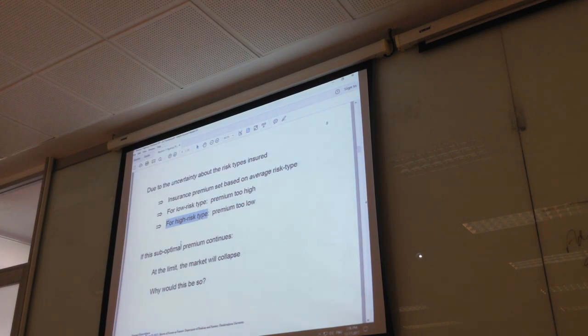If this situation persists, at the limit the market will collapse. There will be no market for insurance. Nobody will buy an insurance policy. In this situation, who would buy the policy? The bad driver. Would, not will. But if we are rational, we expect this kind of situation. The safe driver would pay 17.5, and it's not worth it. So the good driver leaves the market.